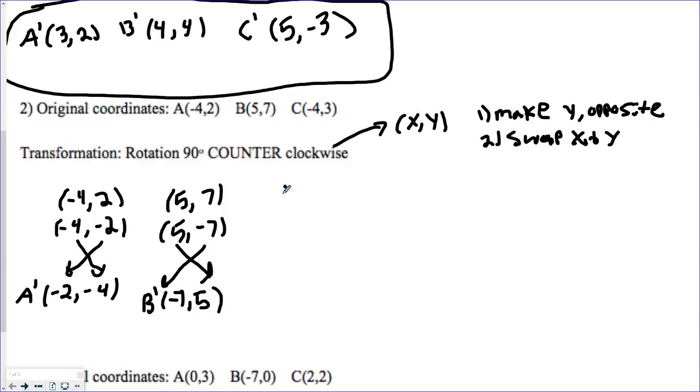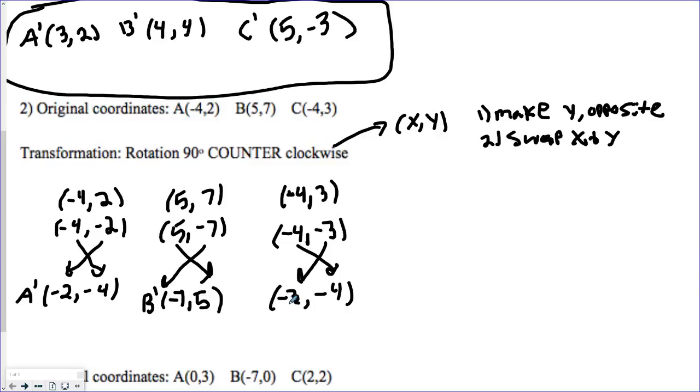And then same thing for C. Negative 4, 3. So we have negative 4, the opposite of 3 is negative 3. And then we swap the points. So negative 3, negative 4. And then we have C prime from that. Negative 3. There we go. And so these would be my answers right here.